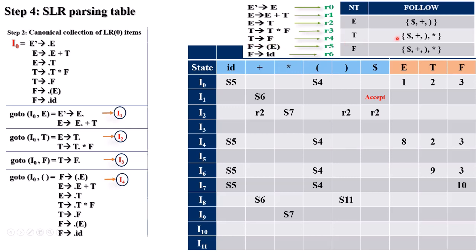What is the follow of T? Dollar, plus, closing bracket and star. What we have to put? We have to put R4. Okay, in which state? In state number 3. So in state number 3, in dollar, plus, star and closing bracket we have to put R4.